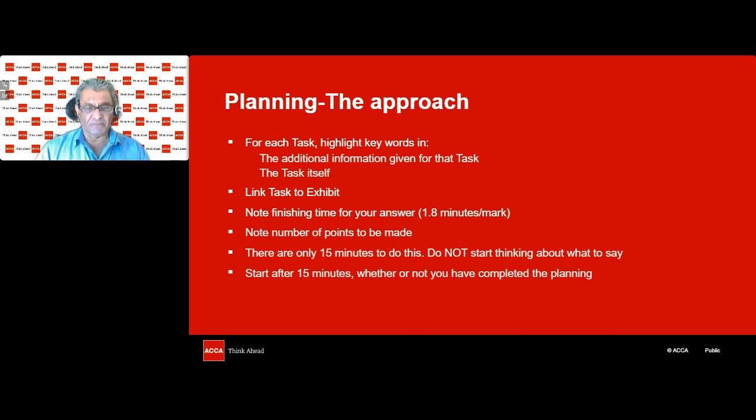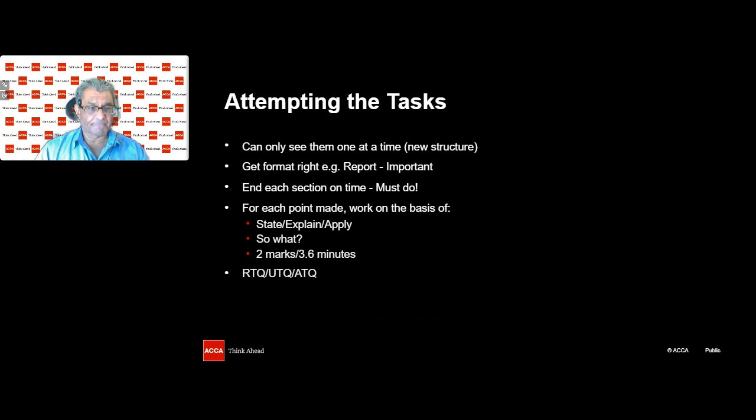Note the number of points to be made. This is part of your planning again. If it's a 10-mark question, you'll make 5 points. Remember, 2 marks per point. You have only 15 minutes to do this, so don't start thinking about what to say. Do it mechanically. Just write this information down, highlight information in the exhibits, but do it mechanically. You don't have time to think. And then after the 15 minutes, no matter how far you've got, start answering the question.